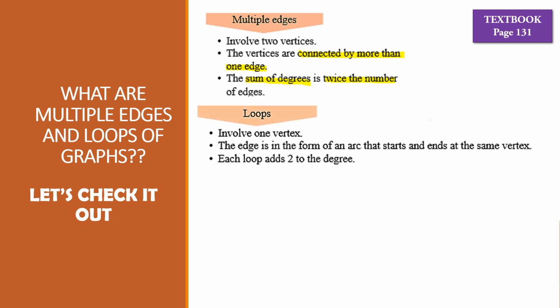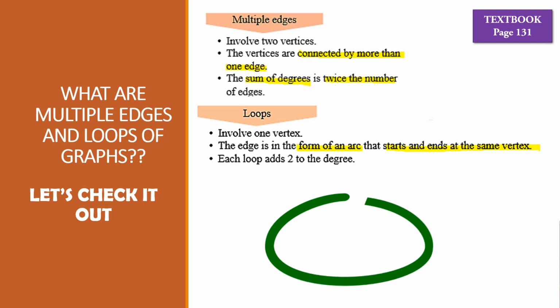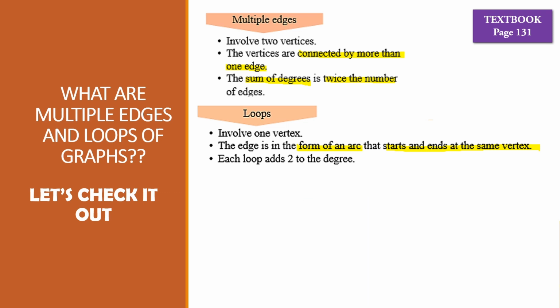So what are loops? Loops involve one vertex in which the edge is in the form of an arc, di dalam bentuk bulatan, that starts and ends at the same vertex. So kita mula dan akhir pada bucu yang sama. So that is what we call a loop. Gelung, macam gelung. We start and end at the same point. And each loop will add 2 to the degree. Degree means the number of edges. So each loop will add 2 to the degree.